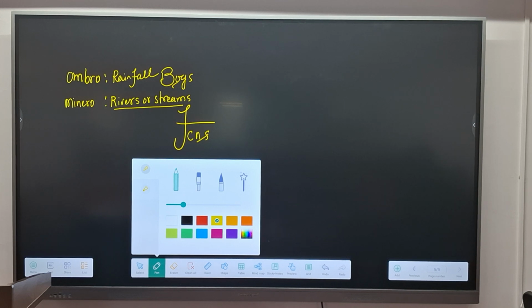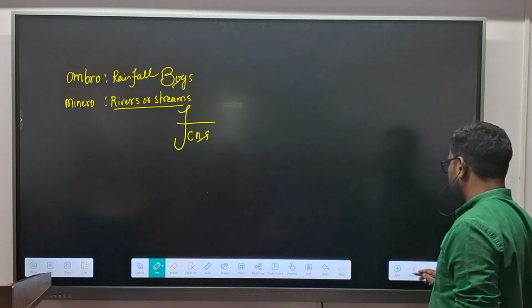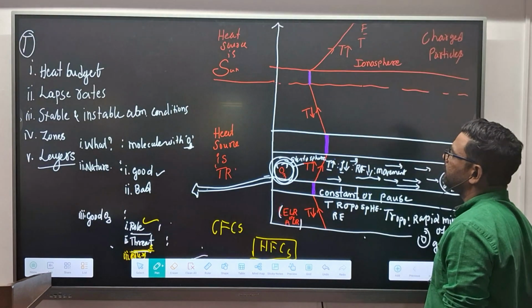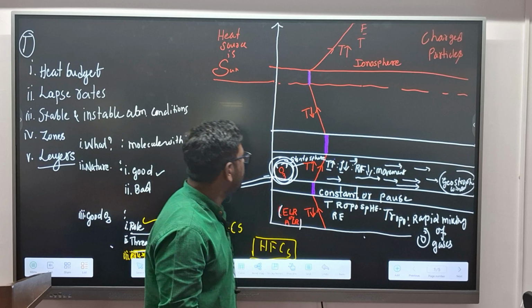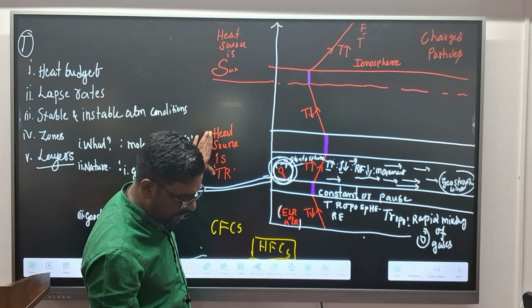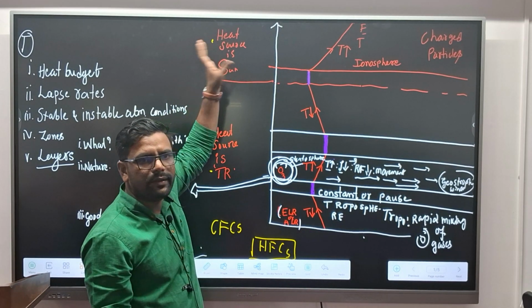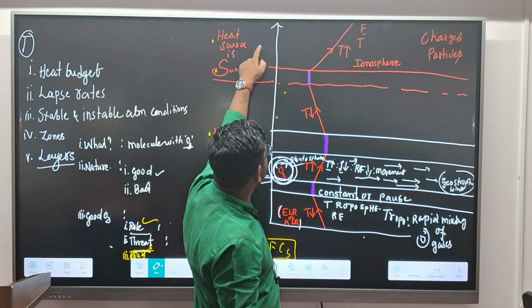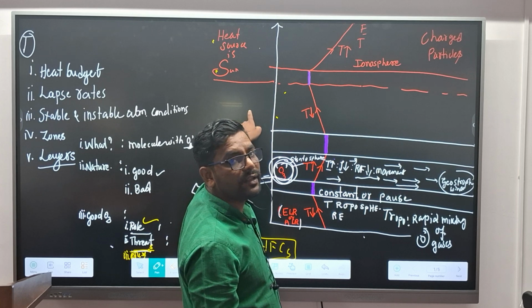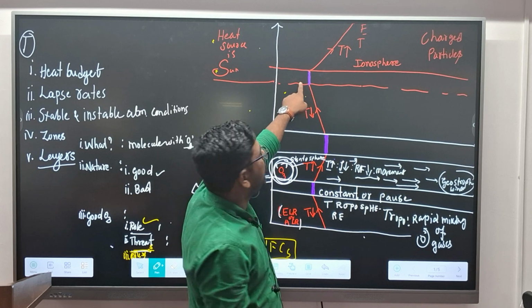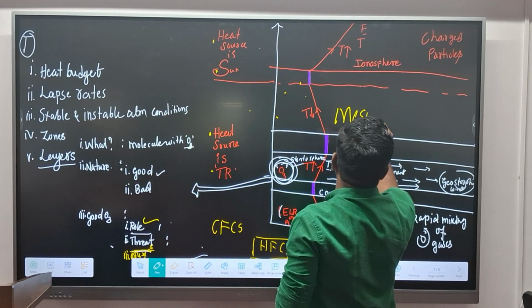Clear? And after that what do we have? Meso. Meso in the sense, as I told you, up to here the source of the heat is surface or terrestrial radiation, and from here it is directly heated by the sun, isn't it? And this layer is in between these two. That's why it is called the in-between layer, or mesosphere. Getting my point?